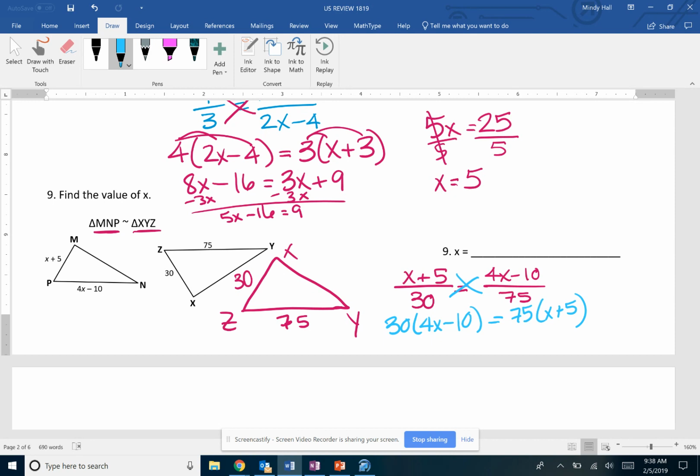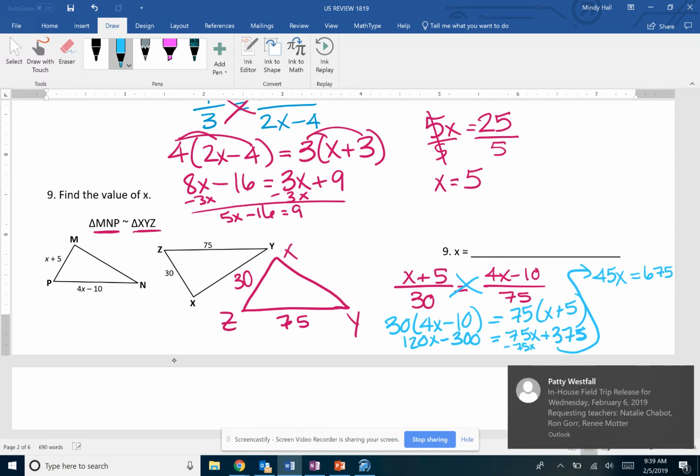So when you distribute, you'd get 120x minus 300 equals 75x plus 75 times 5 is 375. Oops, 375. And so when you move them around, I would subtract the 75x first. And for the sake of space, I'm not going to write every single step. But that would give us 45x. And if you add 300 at the same time, you get 675. So again, I subtracted 75x and I added 300.